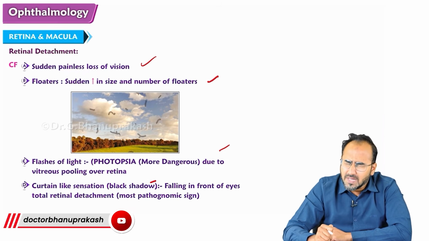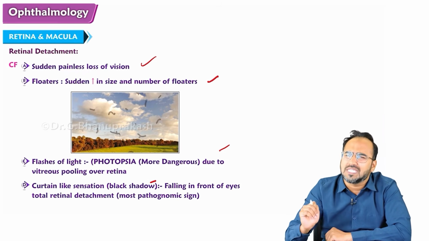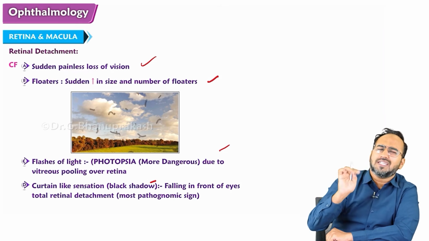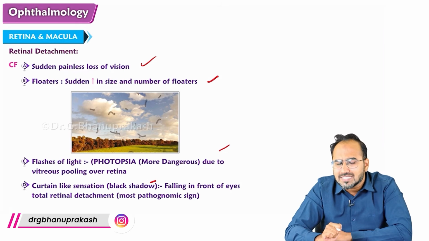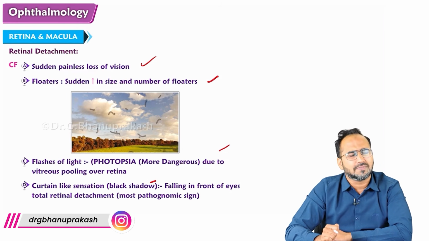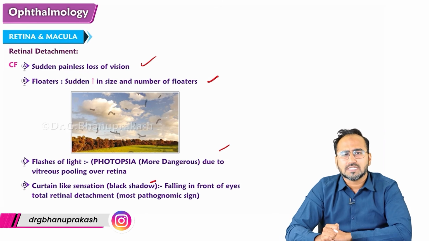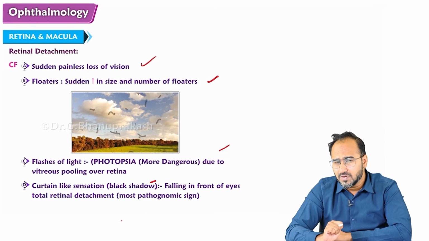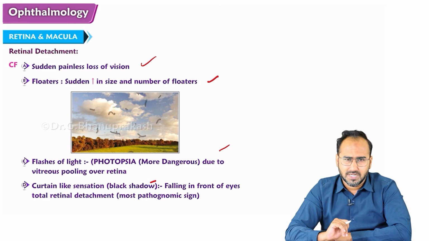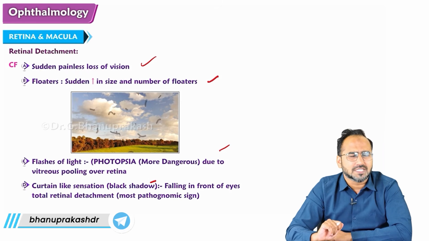So guys, if a patient is suffering with retinal detachment, the instrument used to see how much of the retina is detached is called indirect ophthalmoscopy. You can also go for direct ophthalmoscopy, but the best is indirect ophthalmoscopy. So we are discussing retinal detachment. Detachment of the retinal pigment epithelium from the neurosensory layer is called retinal detachment, right?